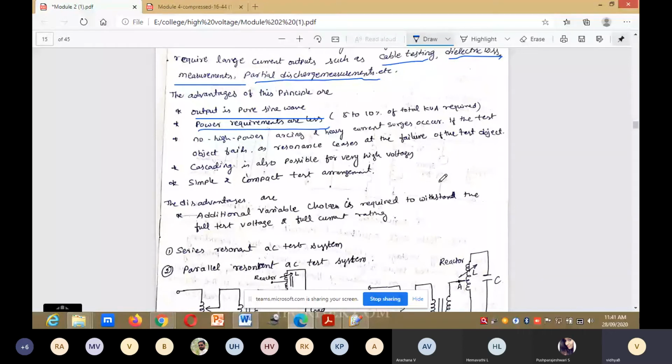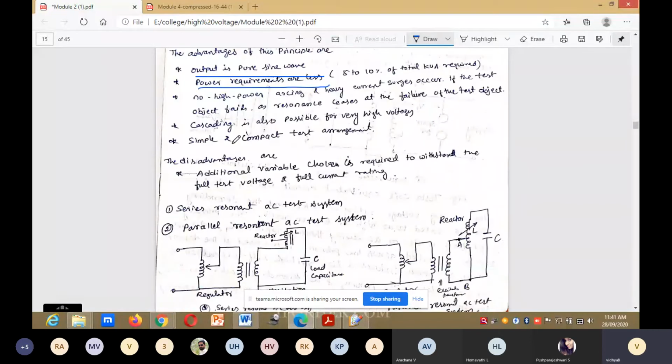Cascading is also possible for very high voltages. It is a simple and compact test arrangement. These are the advantages. The disadvantage is that additional variable chokes are required to withstand the full test voltage and full current rating.